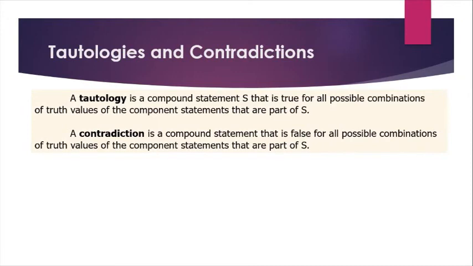Okay, next, we have the so-called tautologies and contradictions. If we say tautology, it is a compound statement S that is true for all possible combinations of truth values of the component statements that are part of S. So kumbaga, yung sa final natin na column true lahat, example T, T, T, T. So this is tautology. Kung contradiction naman, it is a compound statement that is false for all possible combinations of truth values of the component statements that are part of S. So kung false lahat sa final column natin, this is what we call the contradiction.